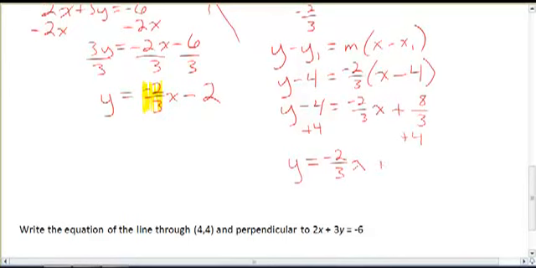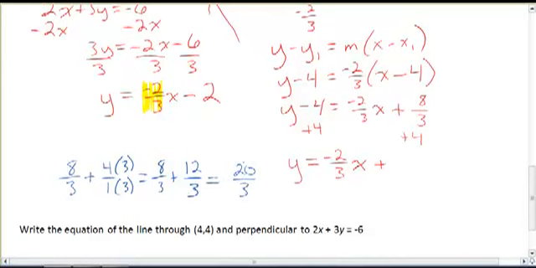-2/3 x plus what? Well, let's think about this. 8/3 plus 4. Let me come over here and do this in a different color. 8/3 plus 4 over 1. Of course, we know when we're adding fractions, we must have a common denominator. So what I'm going to do is multiply by 3 on top and bottom of that. So what I really have is 8/3 plus 12/3. Hopefully you would agree that 12 over 3 is equal to 4, right? Of course you would. So when I add those, I have 20/3.